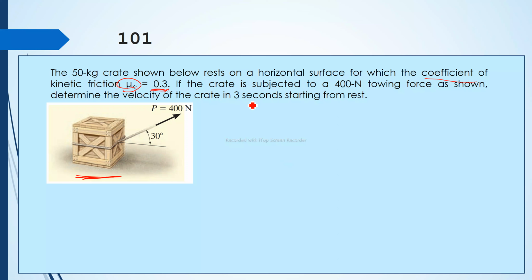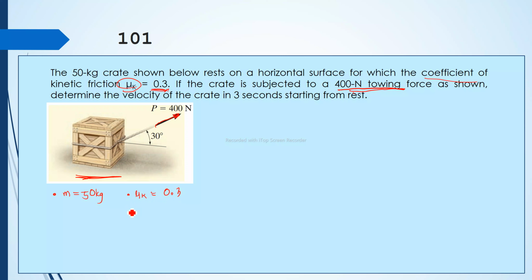So if the crate is subjected to a 400 Newton force as shown, the force pulling our crate here is 400 newtons. Determine the velocity of the crate in 3 seconds starting from rest. Okay, let's write everything that is given in the problem. We have a mass here that is 50 kilograms. This is the mass of our crate. What else? We have a coefficient of kinetic friction, mu k, equal to 0.3.